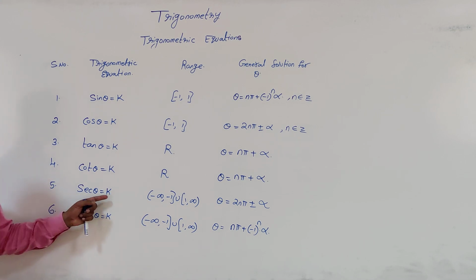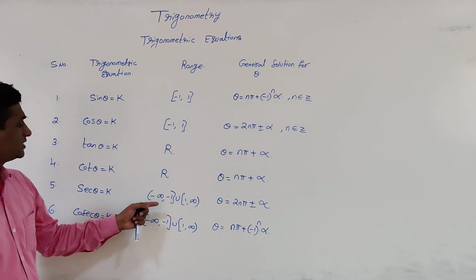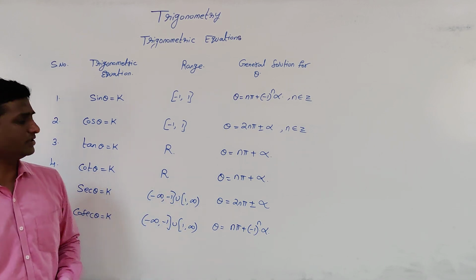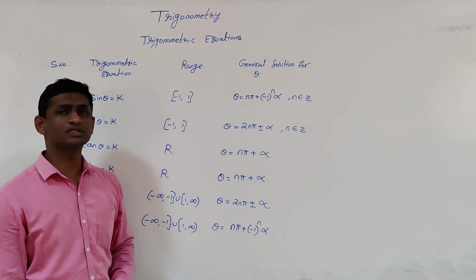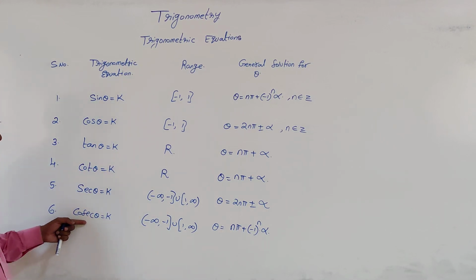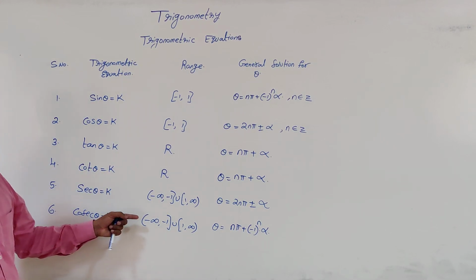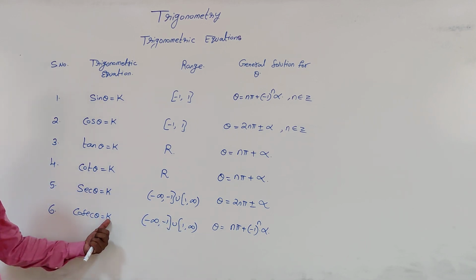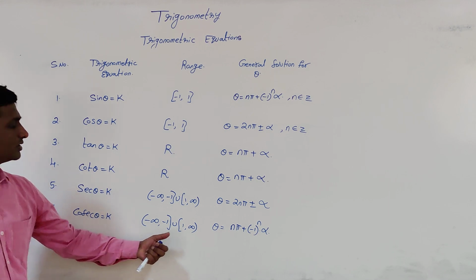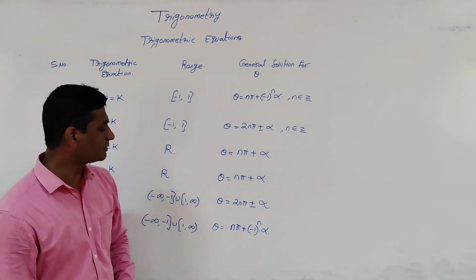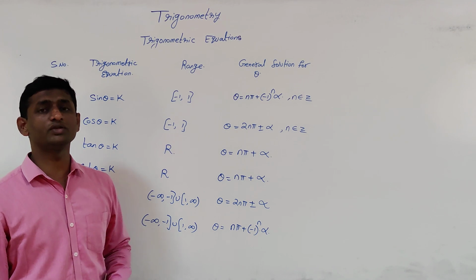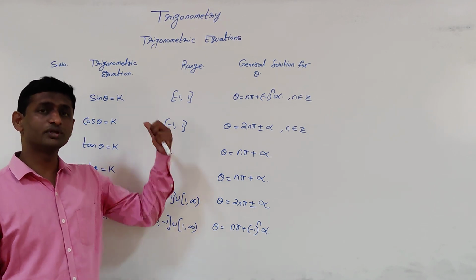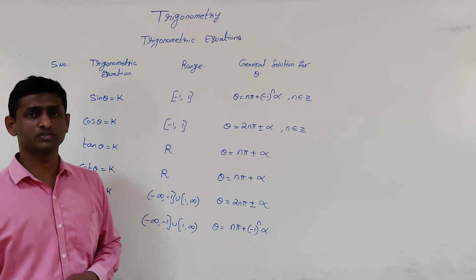Similarly, secant theta is equal to k. The range of secant theta is the closed interval minus infinity comma minus 1 union the closed interval 1 comma infinity, and the general solution is 2n pi plus or minus alpha. And cosecant theta is equal to k. The range of cosecant theta is minus infinity to minus 1 union 1 to infinity, means the value of k should be from this. Then the general solution is theta equal to n pi plus (minus 1) whole power of n into alpha. And we'll see some problems on the different trigonometric equations one by one.